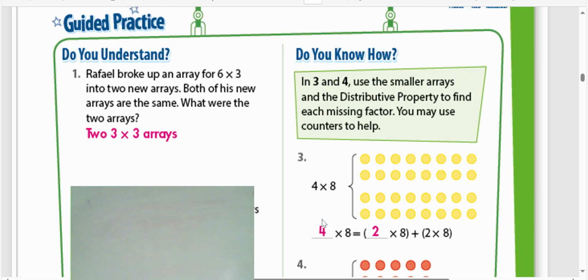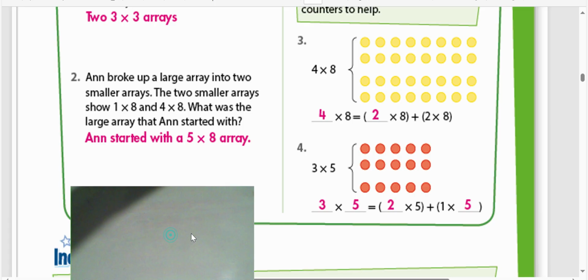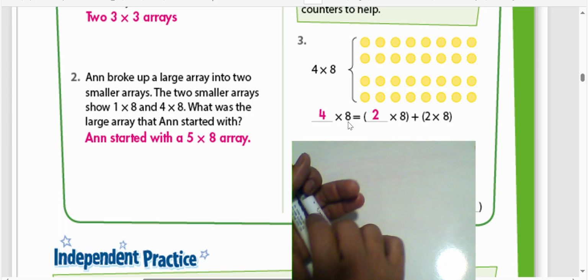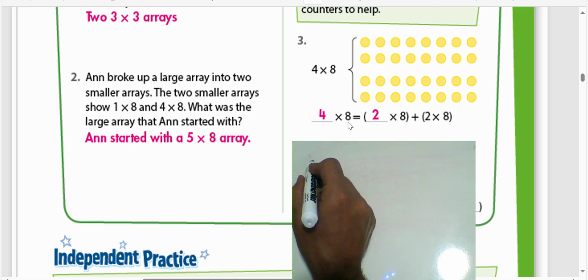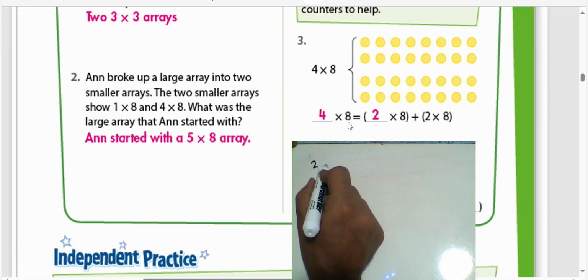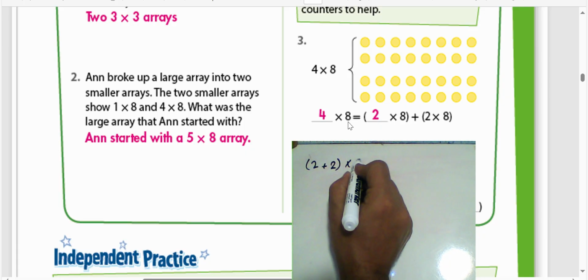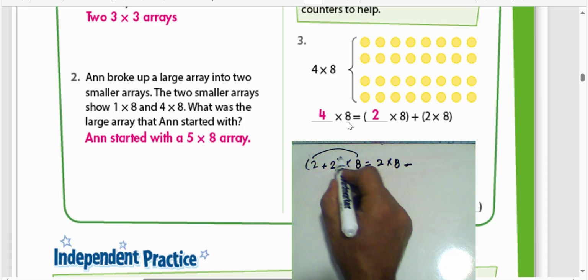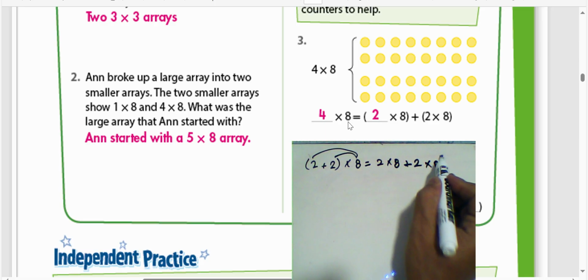This example, 4 times 8, we can write 4 times 8 equals 2 times 8 plus 2 times 8, because 4 equals 2 plus 2. The first number is divided into 2 plus 2, and the next number is repeated. Use the distributive property like this. We have 4 equals 2 plus 2, multiplied by 8. Okay, write 2 times 8 and then 2 times 8.